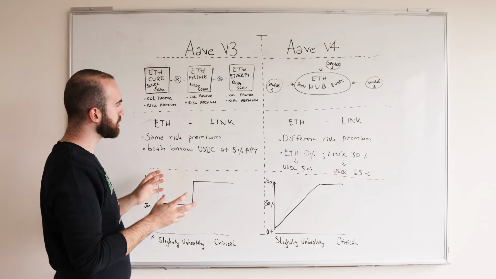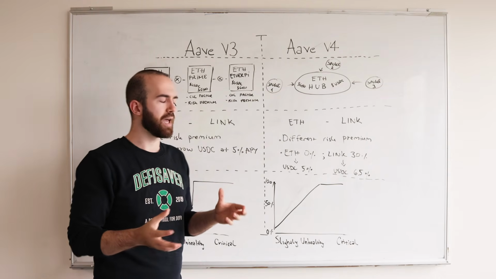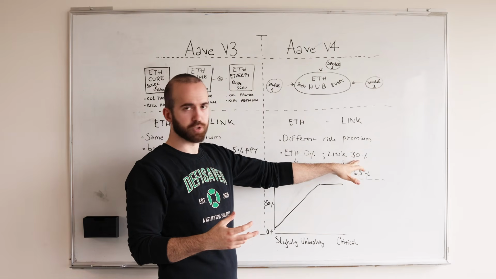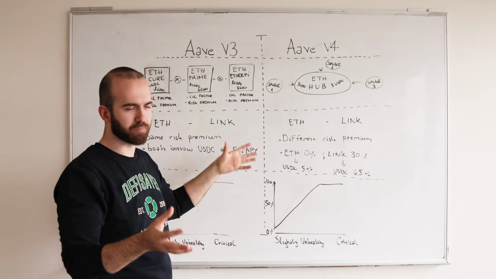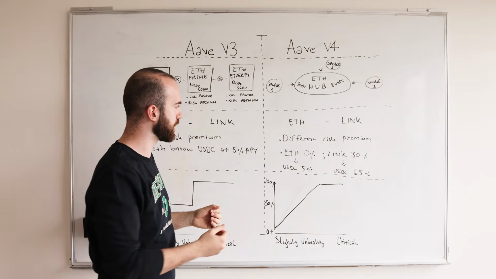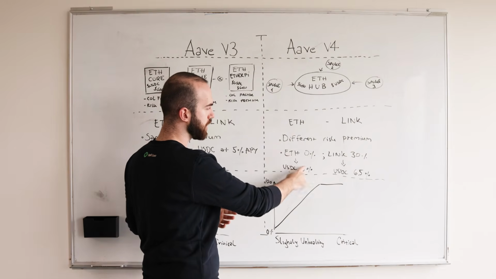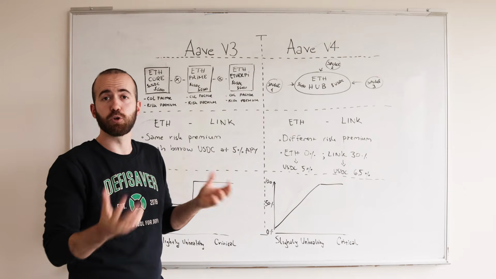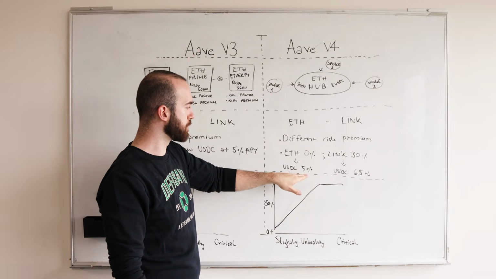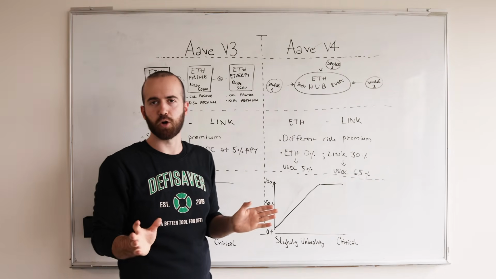Well, Aave V4 tackles this through a new metric that they call risk premium. What risk premium is essentially, it's represented in a percentage. Again, these are made up numbers. Link's probably not going to have a 30% risk premium, but think of it this way. So baseline borrow on USDC is 5%. And ETH is a blue chip asset, so it has a 0% risk premium. That means that if you want to use ETH as your collateral, you'll be borrowing USDC at a 0% risk premium. So at the baseline borrow APY.